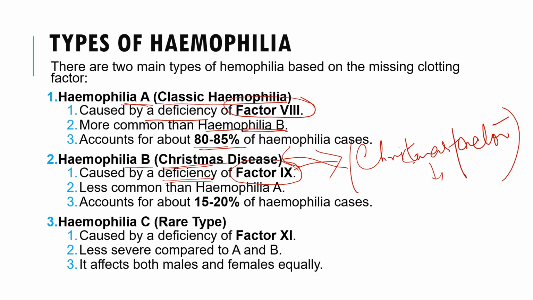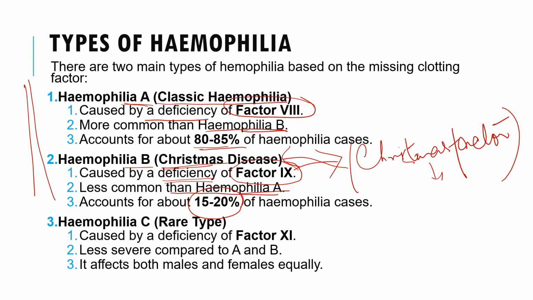Now you might get a question: why is hemophilia B also called the Christmas disease? Because it is caused by the deficiency of factor 9, which is also called the Christmas factor, and it was named after the person in whom this factor 9 was discovered. It is less common than hemophilia A, and it accounts for 15 to 20% of the hemophilia cases. So these are the prime two types of hemophilia which generally occur.